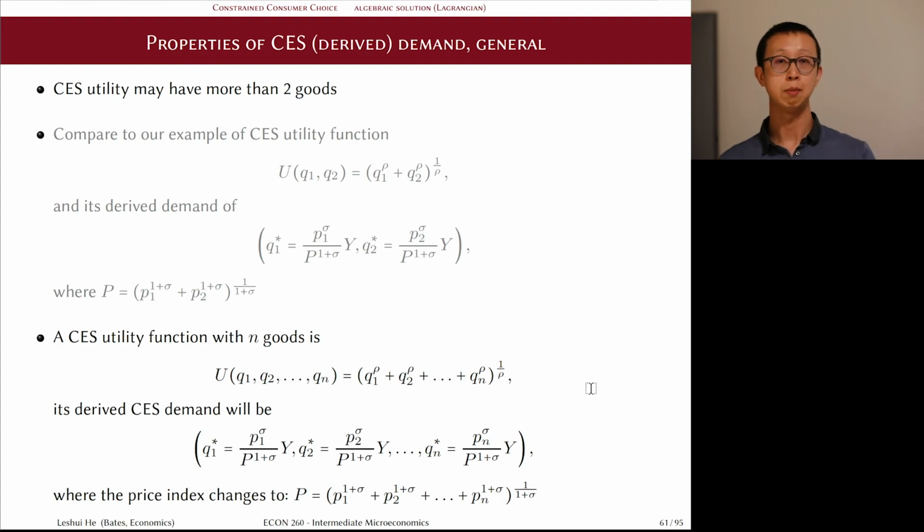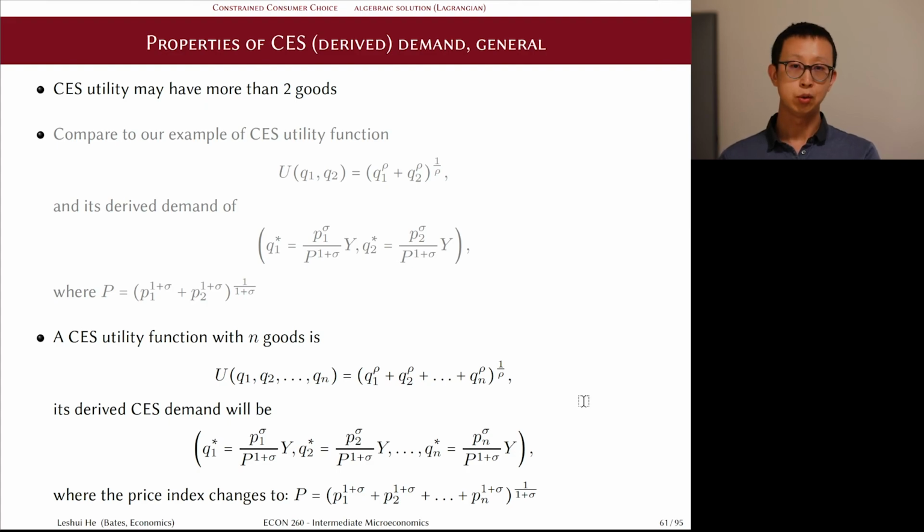It turns out that miraculously, although the utility function becomes a lot more complicated with n goods, the derived demand functions remain almost identical to the two good case. They're still just an expression of the price for the good itself raised to the power of sigma divided by the price index. The change is just that with n goods, the price index averages all of these n prices through this geometric type of mean.